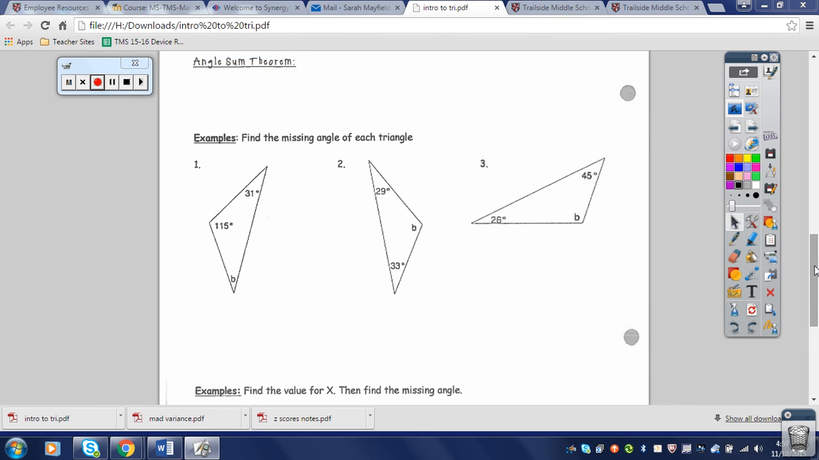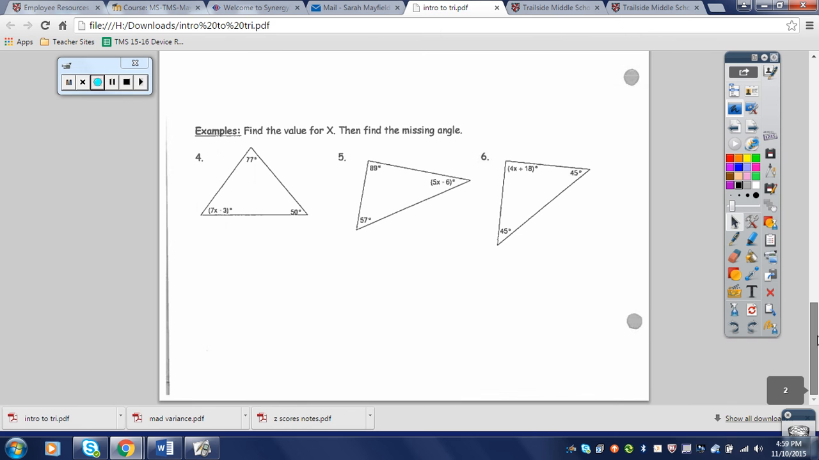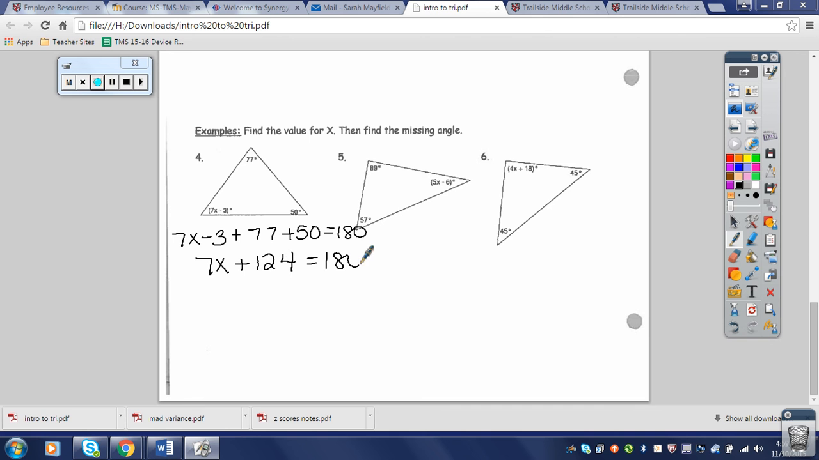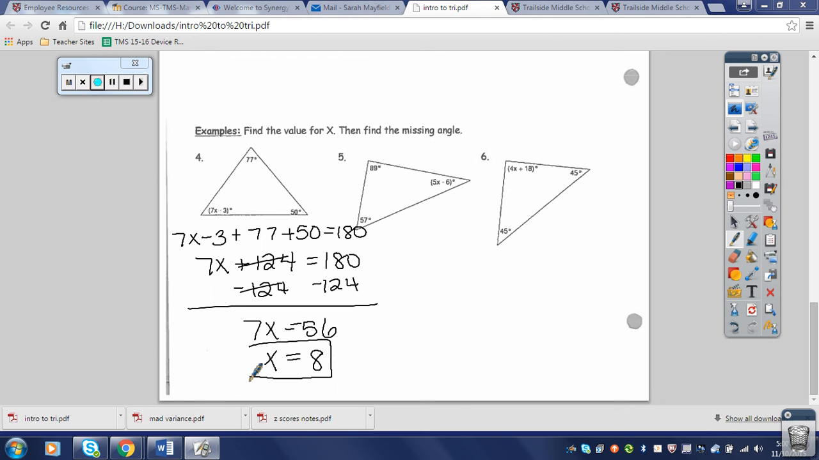It gets a little bit harder when we have to set up an equation to solve for our variable. So, example, find the value of x, then find the missing angle. So, okay, I know these 3 angles make 180 degrees. So I have 7x minus 3 plus 77 plus 50. That better equal 180. So if I combine my terms, I have 7x plus 124 equals 180. Solve for x. Subtract 124. I have 7x equals 56. So x equals 8.